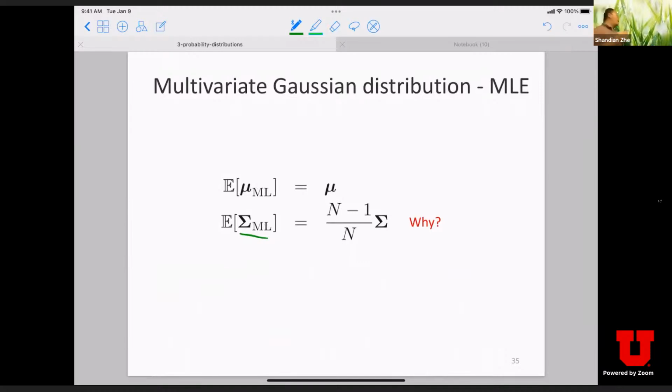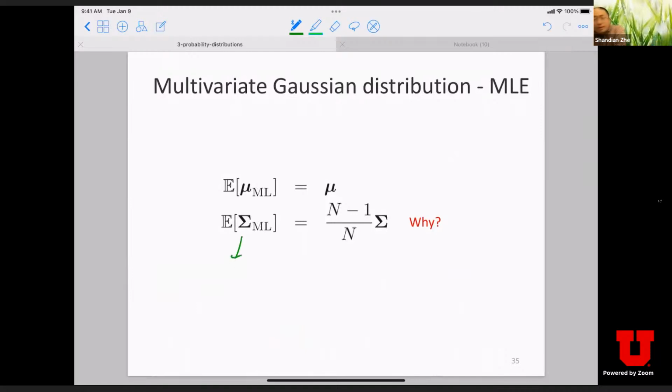But this biased estimate in most cases is acceptable. Even in the asymptotic sense, if your n is large enough, as n goes to infinity, you know that this factor converges to 1. So then your maximum likelihood estimate converges to the true covariance matrix. But here we just need to be careful, because the maximum likelihood estimate does not necessarily give you an unbiased estimate every time. Okay?